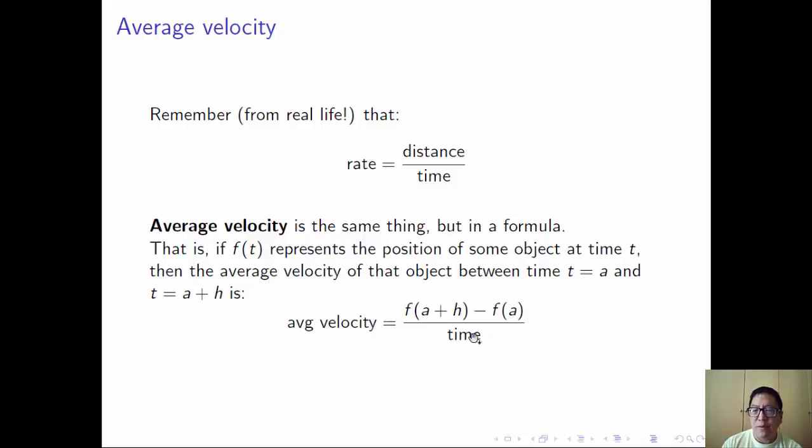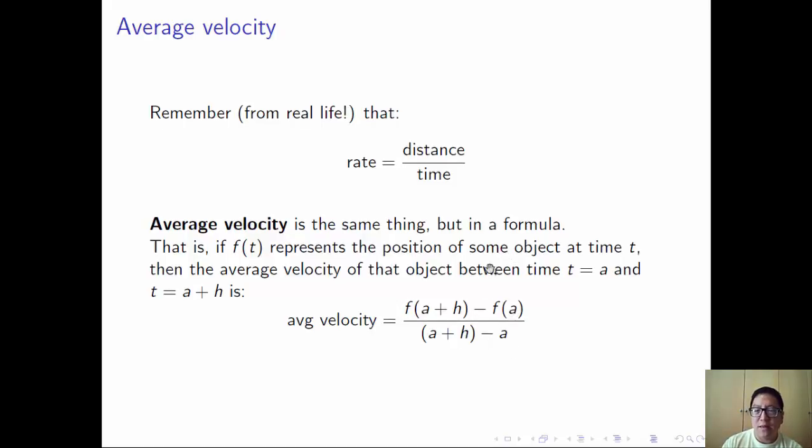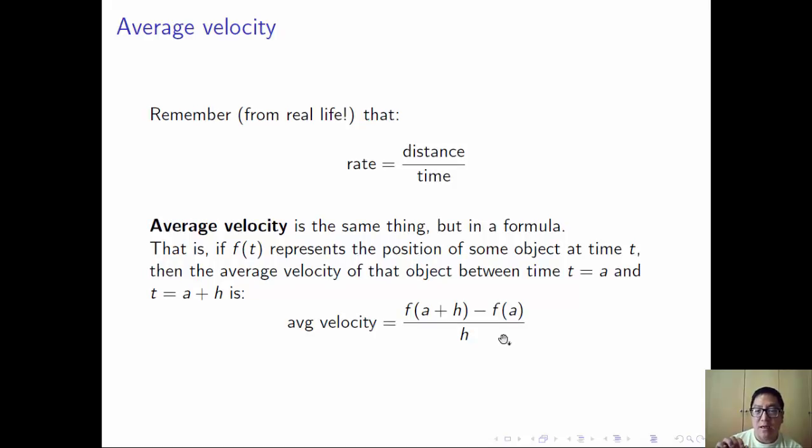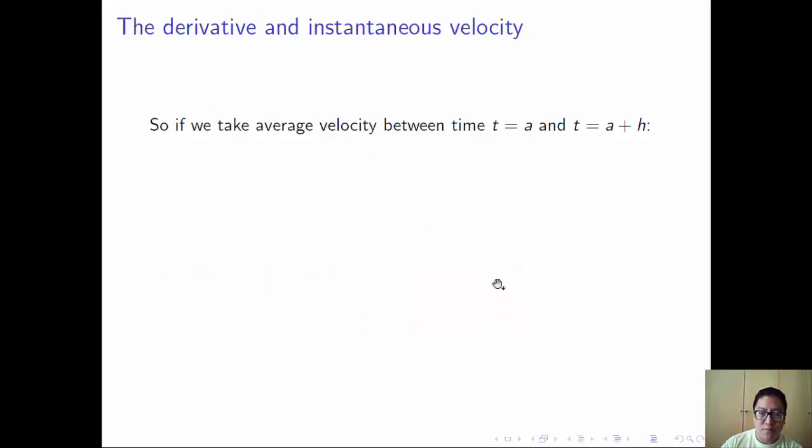And how much time has passed? Well, if you start at time a and go to time a plus h, the amount of time that's passed is a plus h minus a, and simplifying that, we just get h. And so, yay, this should look familiar again. Where have I seen that before? The average velocity of this object is f of a plus h minus f of a all over h.